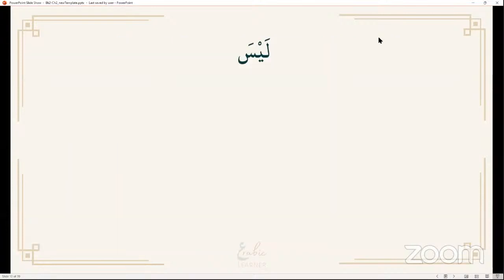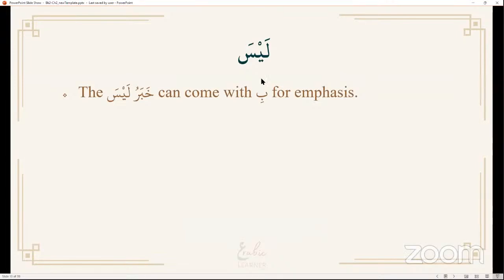Now we will learn more about Laysa. See, Kaana and its sisters, what do they do? They keep the original mubtada marfu, but make the khabar mansoob. Now Laysa has something different. Sometimes the khabar of Laysa comes with harfu jar bi, also called ba zaida. So when it is coming with bi, what kind of khabar will it be? Jar majroor. Yes, it will be jar majroor.